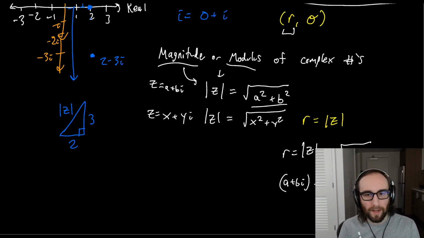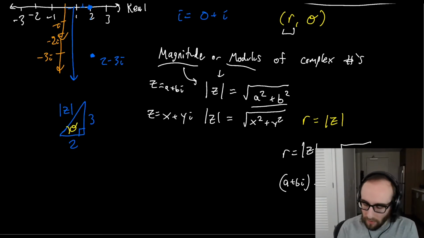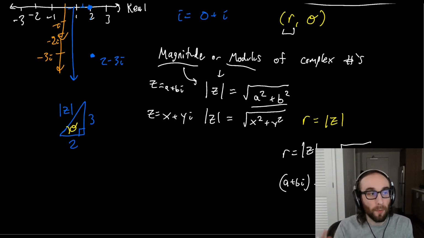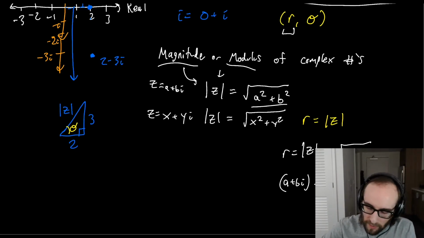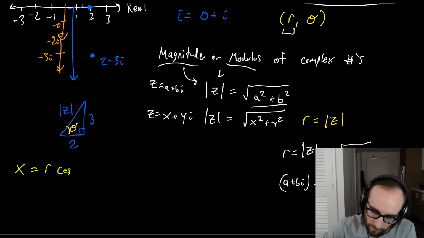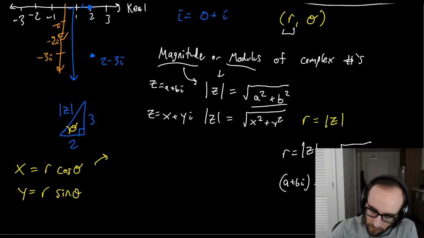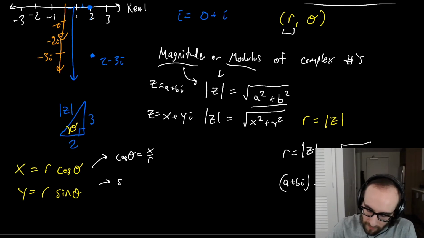Okay, to identify the angle theta, in other words, this angle right here, what we can do is use some of the properties we have from our polar unit. Specifically, we can use that x is equal to r cosine theta and y is equal to r sine theta. And here you can just move them around a bit. For example, you'll end up with sine theta is y over r.